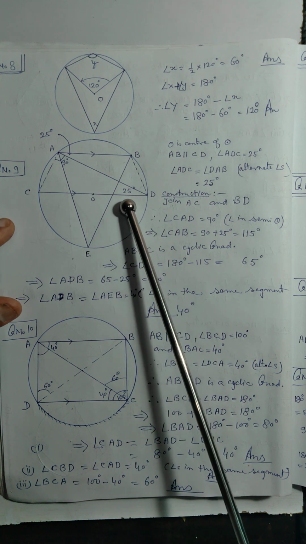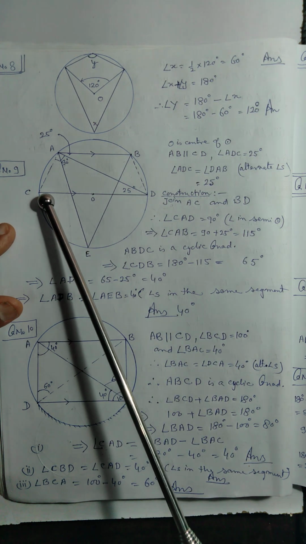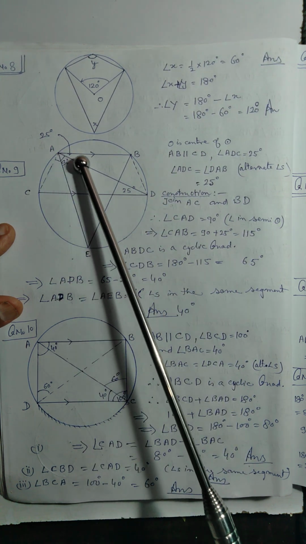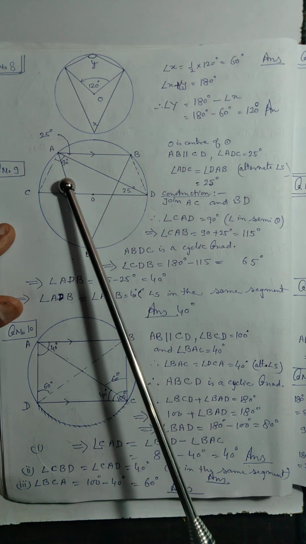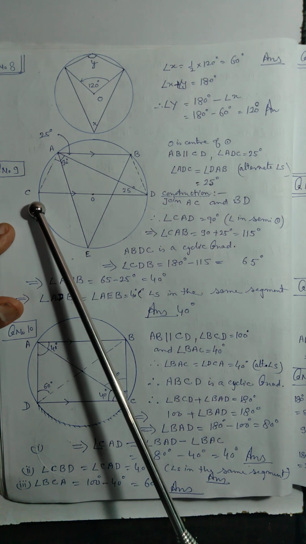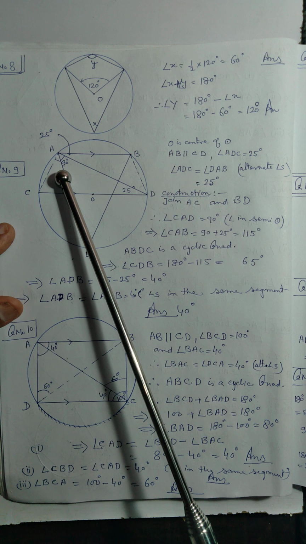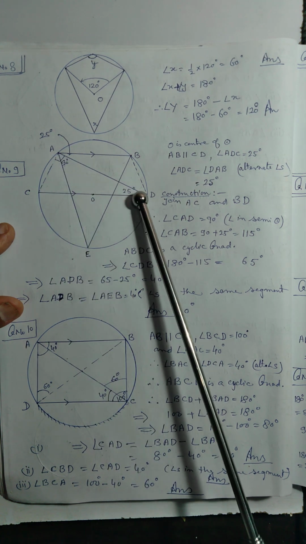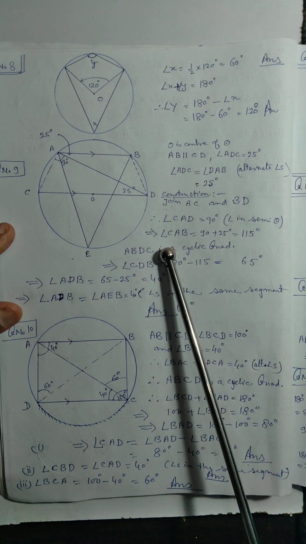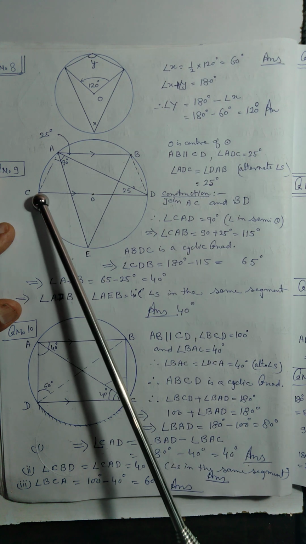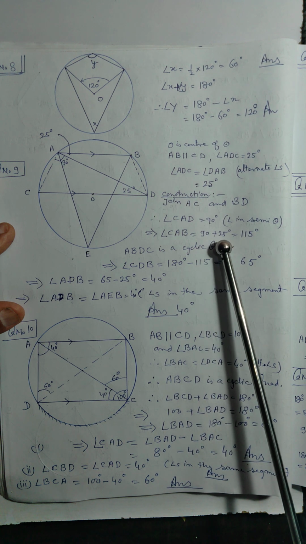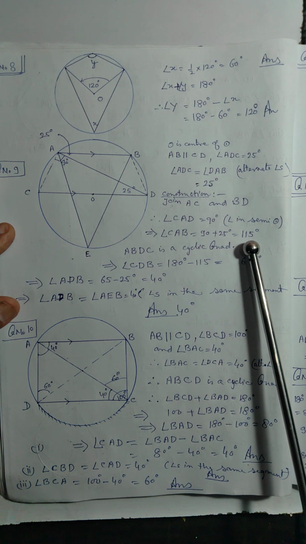So the angle in semicircle, you see CD is the diameter. So CAD will be equal to 90 degree, because the angle subtended by the semicircle on the circle will be equal to 90 degree. So CAD is equal to 90 degree, angle in the semicircle. Therefore CAB will be equal to 90 degree plus 25, that is 115 degree.